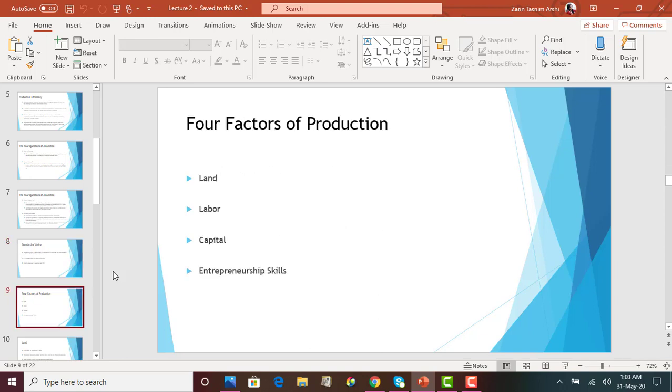Then we turn our gears to the 4 factors of production. Last class we discussed that there are 4 types of resources, or 4 types of factors of production. They are land, labor, capital, and entrepreneurship. Although we talked about it, we have not discussed in detail what each of these categories includes. So in this chapter, we are going to talk about what is included in land, labor, capital, and entrepreneurship.